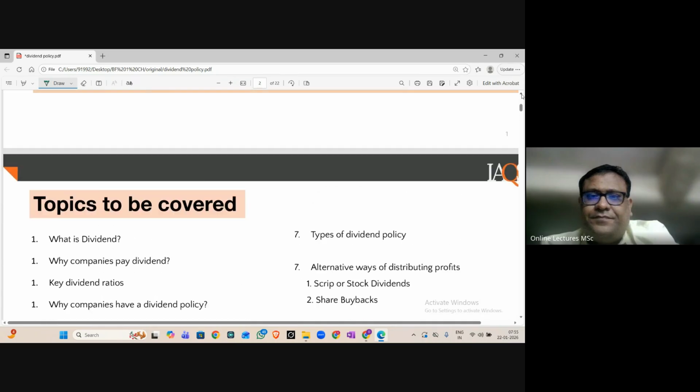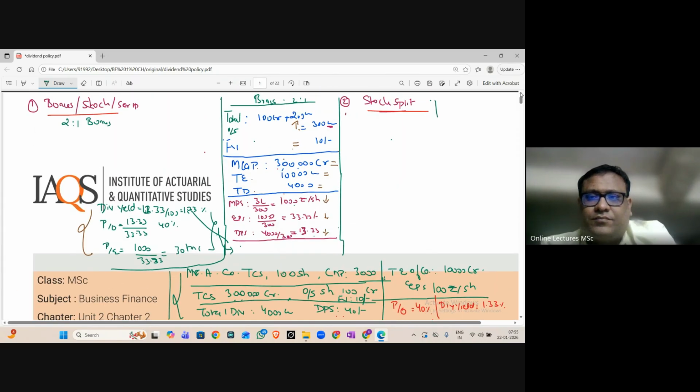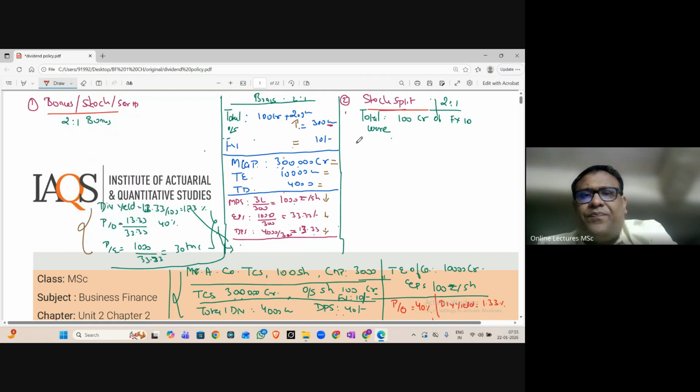Over here, everybody. Suppose the company has a stock split in the ratio 2:1. Again, same data. So if the total shares were 100 crore shares of face value 10 each. After stock split, the 10 will have to be surrendered.